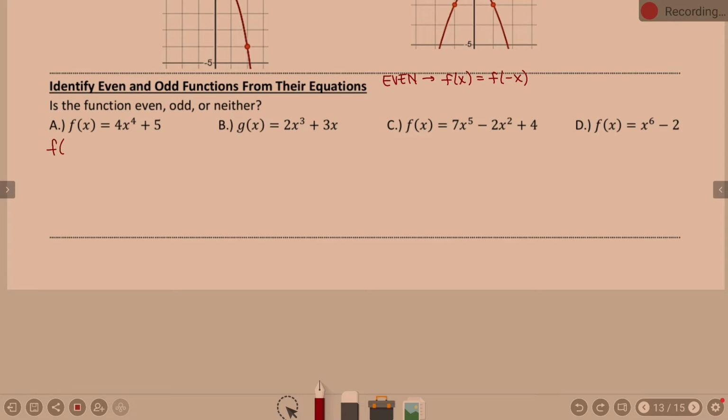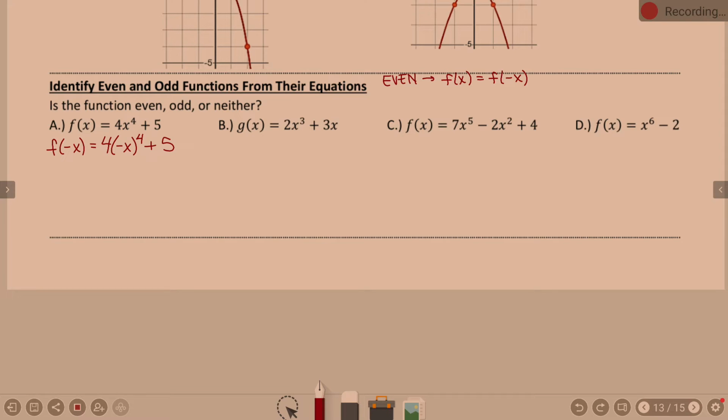So, in order to find f of negative x, every place I see x, we're going to replace it with negative x. So right here, this is 4 times x to the 4th. So I'm going to say it's 4 times negative x raised to the 4th. And then plus 5.